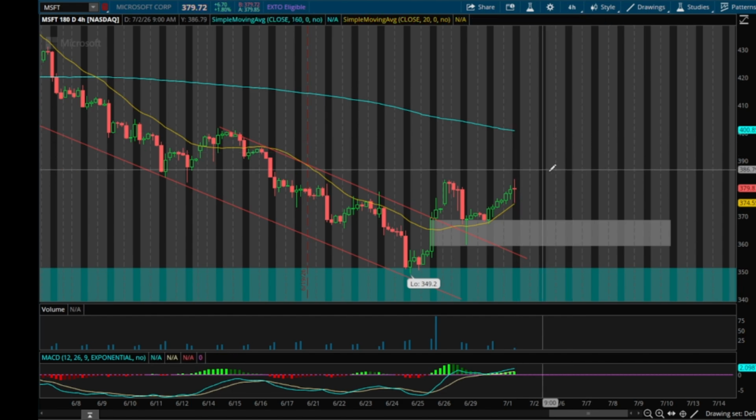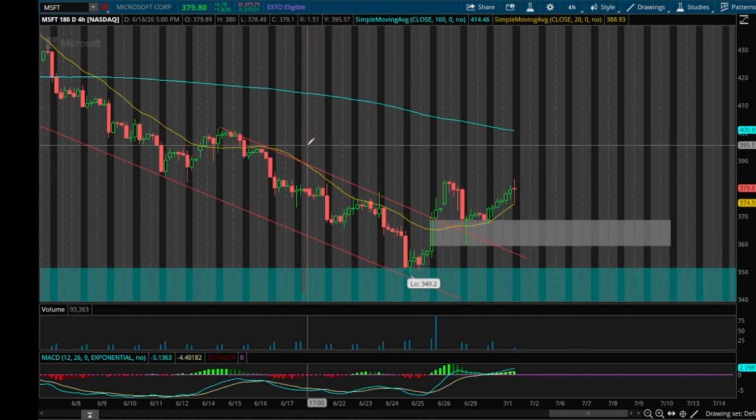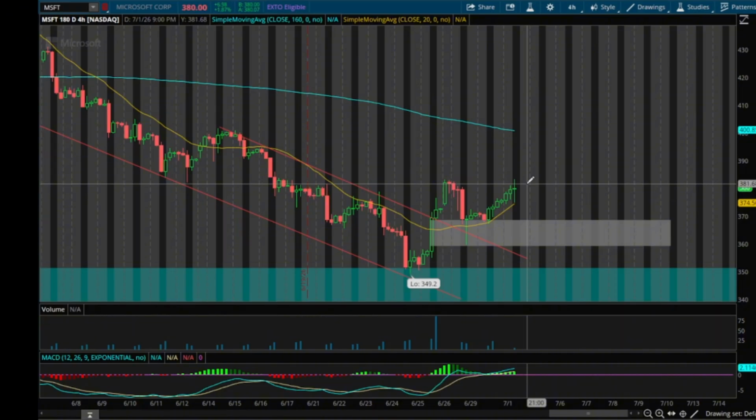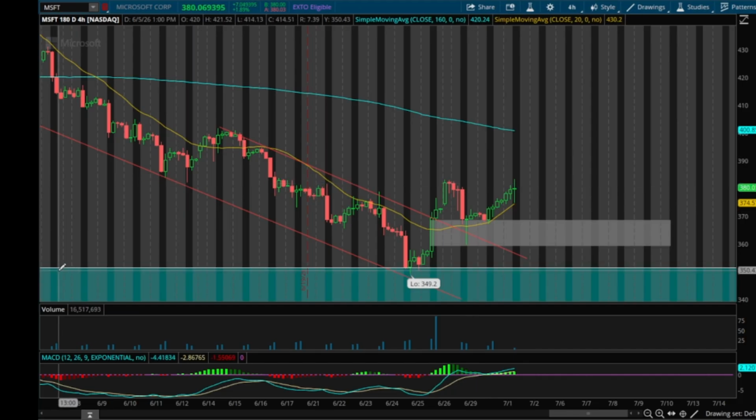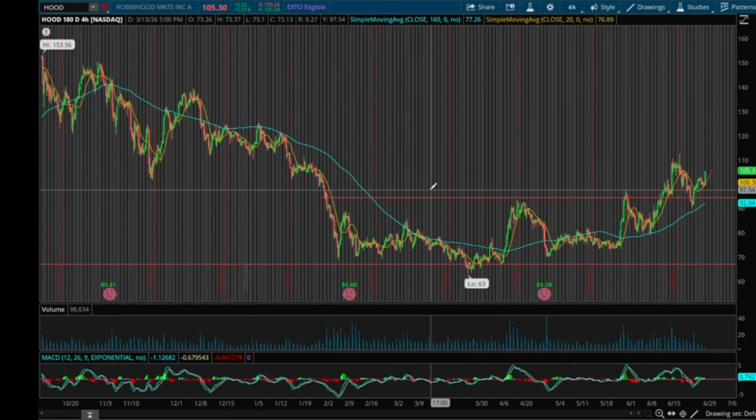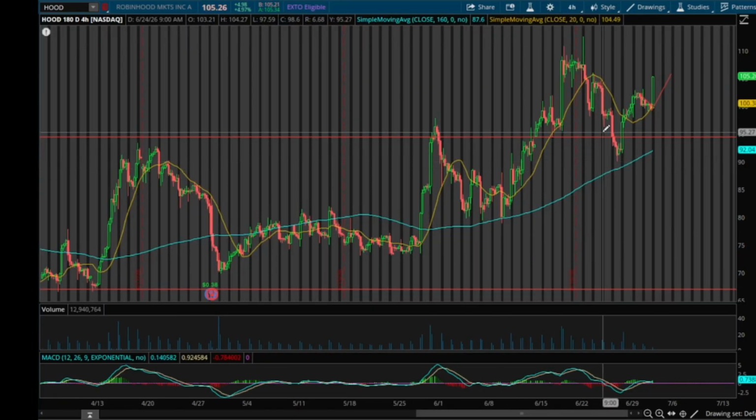All right. So I just wanted to give you an update on this and basically give you what I was thinking or what I'm seeing because I do like these two charts. They are setting up pretty good and I think they could move. Also, this is one that I spoke about also. This is Robinhood. This is the 4 hour.